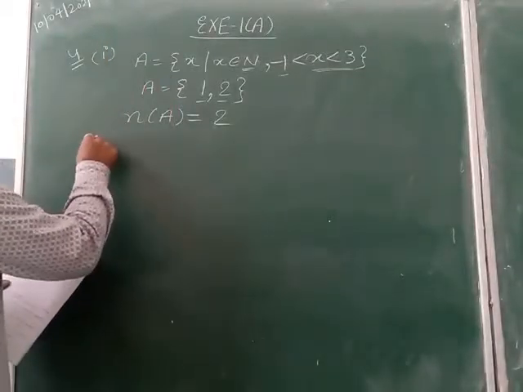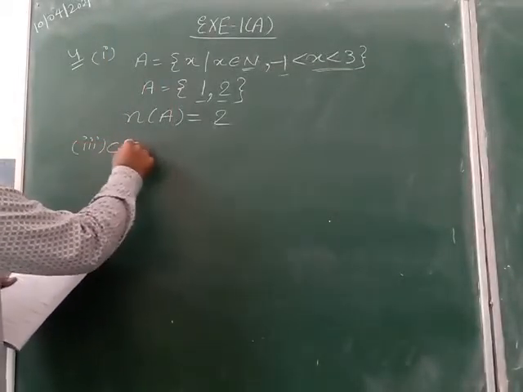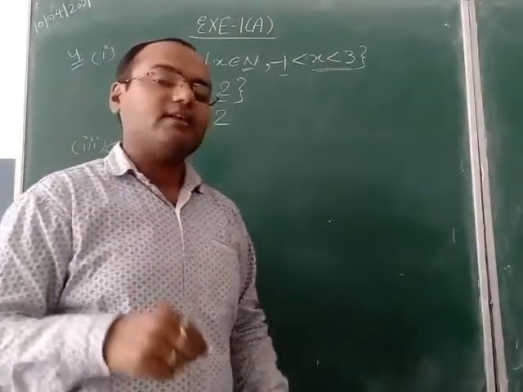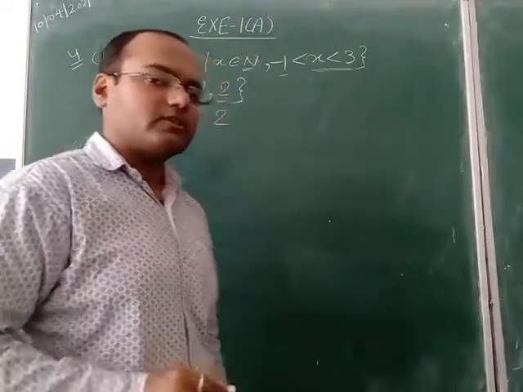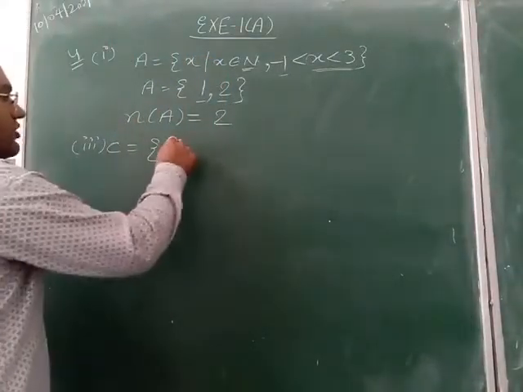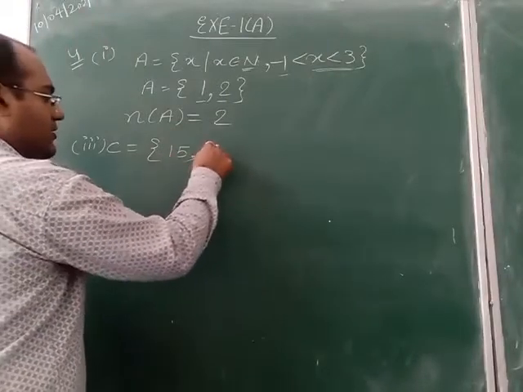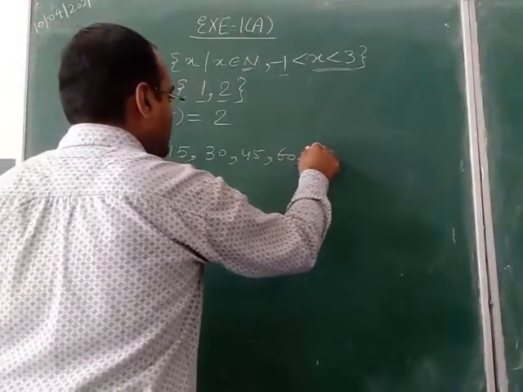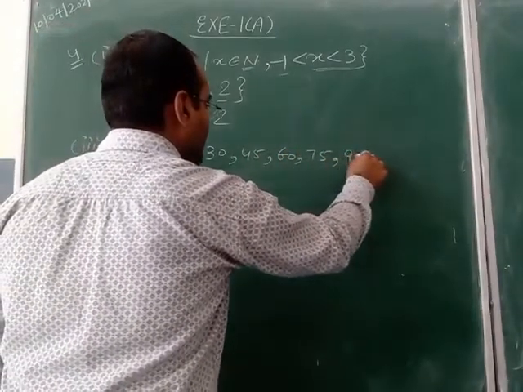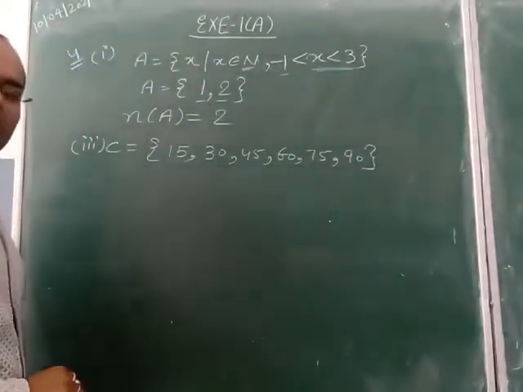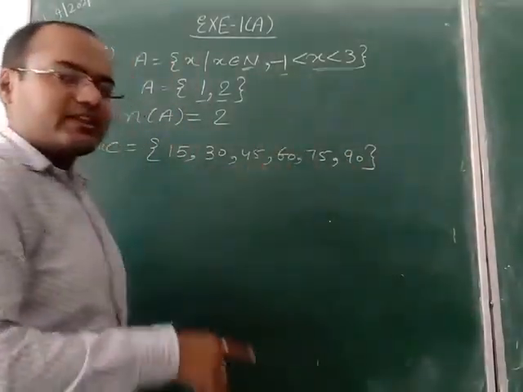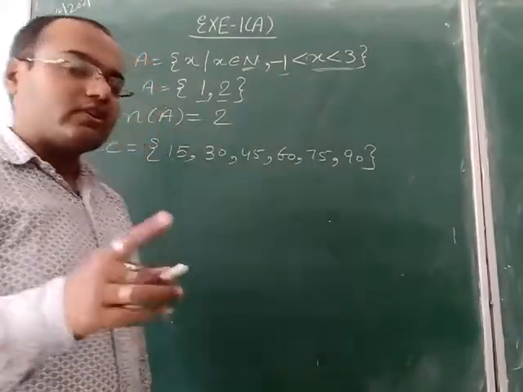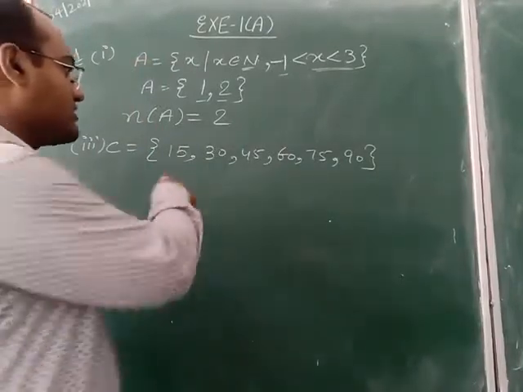Now see the third part. C is equal to 2-digit numbers divisible by 15. We have to write the table of 15. We will not write 3-digit numbers, only 2-digit. 2-digit means 15, 30, 45, 60, 75, 90. Only this many numbers are of 2 digits, and these all come in the table of 15. After 90, which number will come in the table of 15?